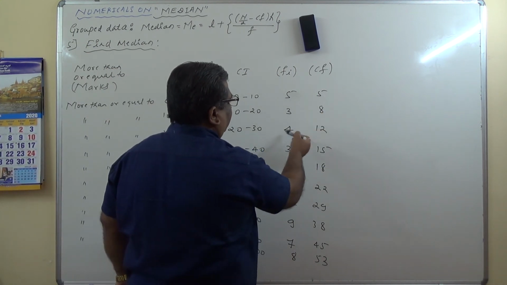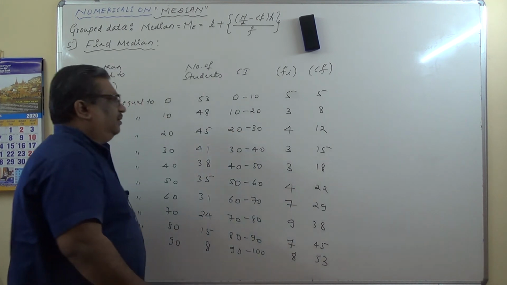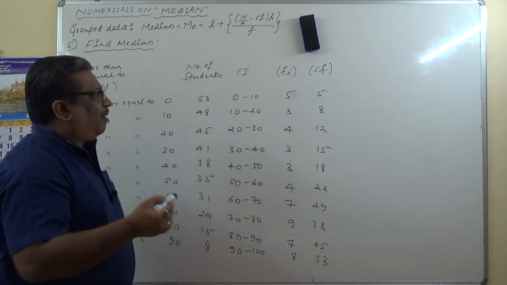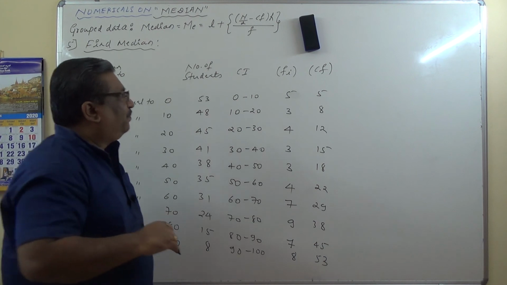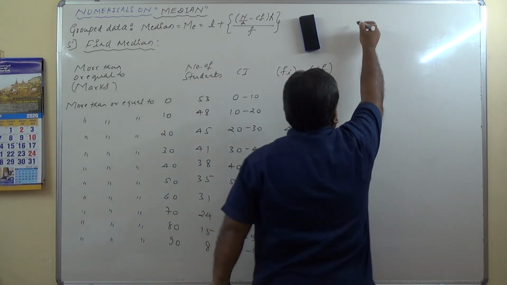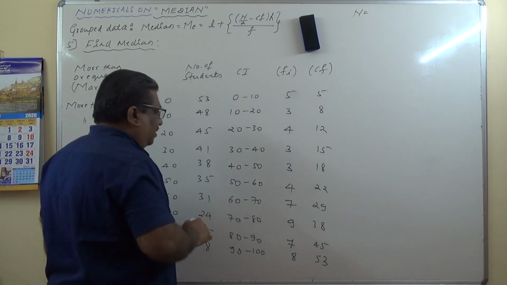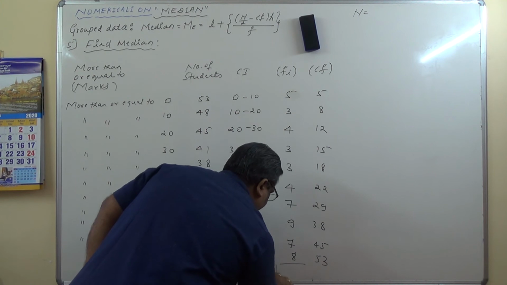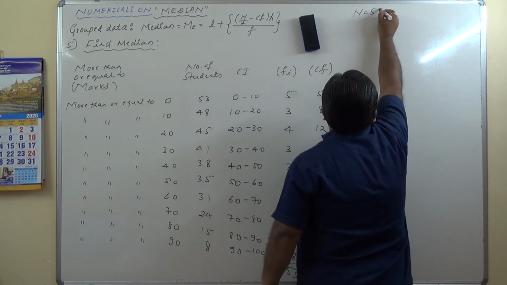5, 8, 12, 15. Okay, it is correct. 53. What else is to be done? We have to populate all the values of the parameters that are present in the formula. So I write here n equals, where is n here? The sum of all this, which is nothing but 53. So n equals 53.